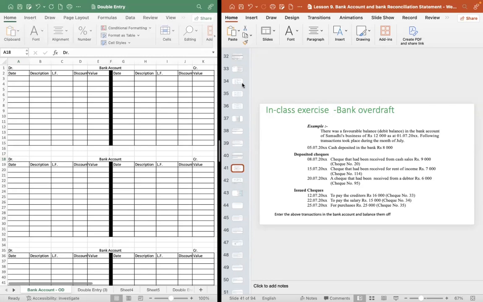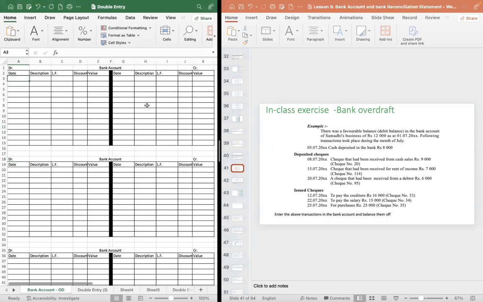So what we are going to do is enter these transactions and observe the overdraft. Last week we learned that if the credit balance of the bank account is higher than the debit balance, there is a bank overdraft. That means we have issued checks beyond the balance available in the account. Account එකේ තියෙන සල්ලි වලට වඩා checks issue කරලා තියෙනවා. ඒ නිසා there is an overdraft.